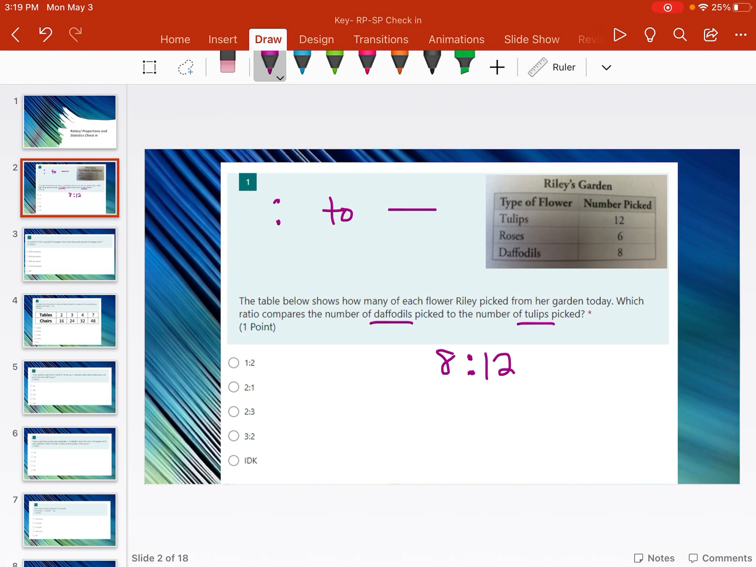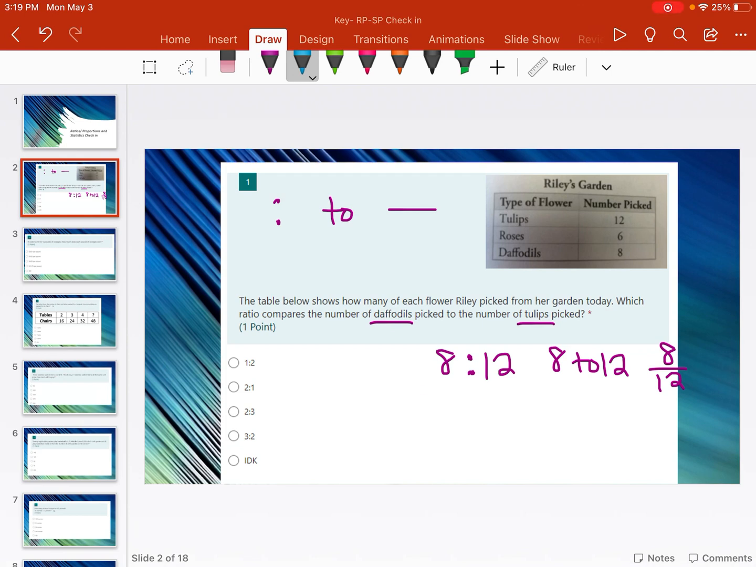So again, I can write it 8 to 12 with the colon. I can write it 8 to 12, or I can write it as 8 over 12. All of those I say 8 to 12. But I'm not done yet because I do want to simplify, kind of like if it was a fraction. The only trick is I have to always have 2 numbers, so I can't simplify it all the way down to like one whole number if it happened to be able to simplify that way.